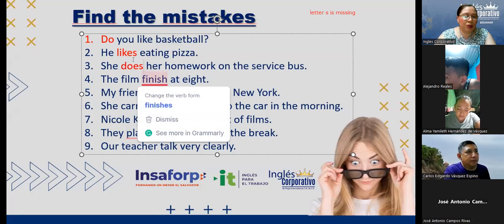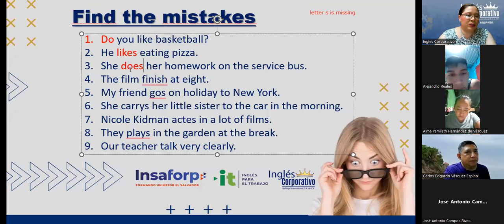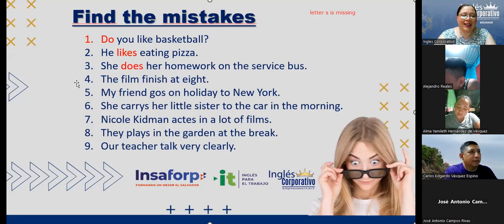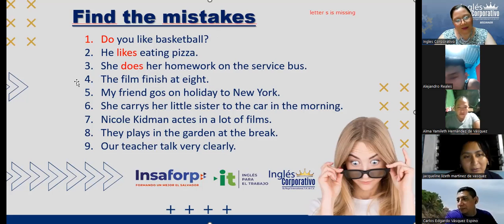Aquí no está do or does como un auxiliar. Este es un verbo principal, ¿verdad? Estamos diciendo que ella hace su tarea en el bus, ¿verdad? O sea, que... No. Ajá, en el bus. Teacher. Ajá, llame. La segunda oración, ¿cómo se traduciría al español? A él le gusta comer pizza.